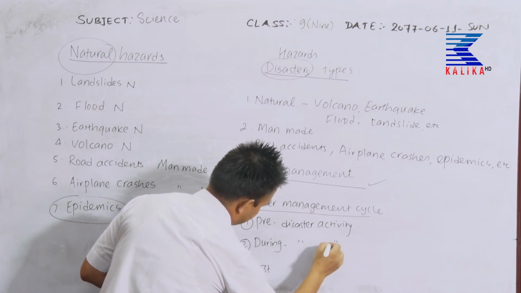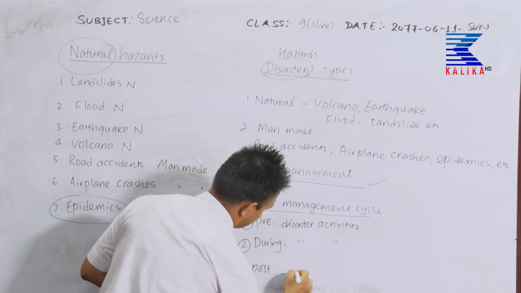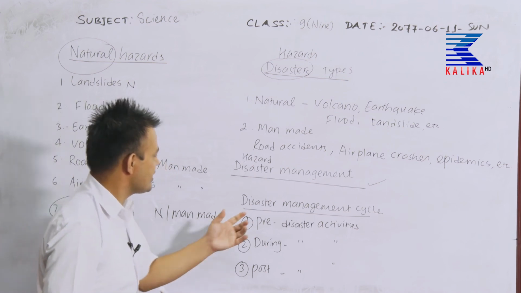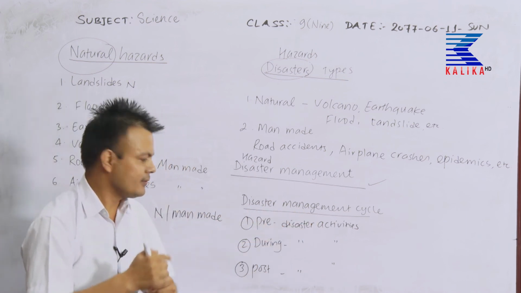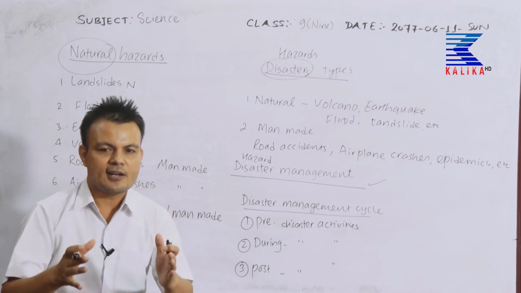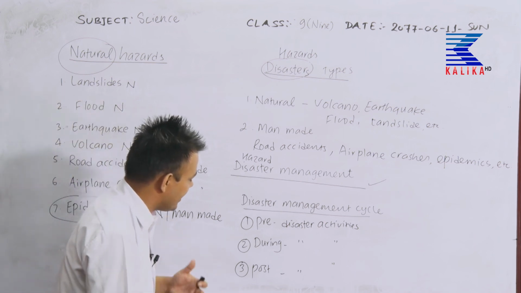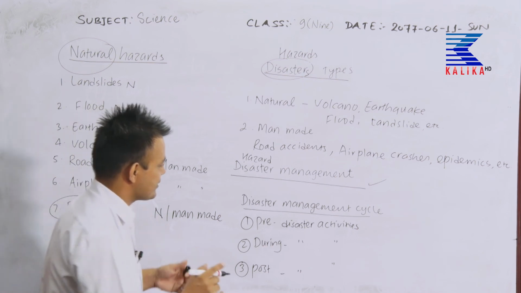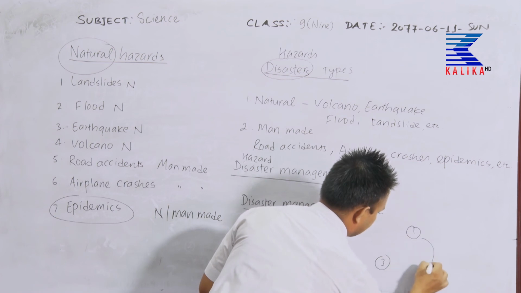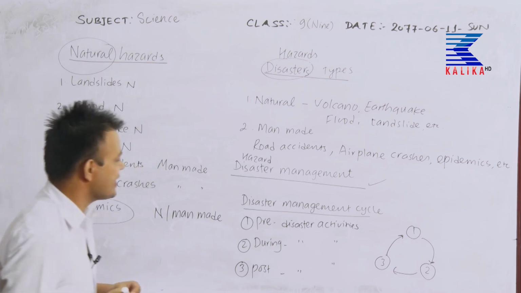During disaster activities, you can write in plural form. Post-disaster activities. Okay, cool. So disaster management should be in a cycle. So what to do before the disaster, what to do during the disaster. During the disaster, it's a very emergency and difficult situation, so what to do, and then after the disaster, what to do. So the process number 1, number 2, and number 3, they go in a cycle. So this is called disaster management cycle.